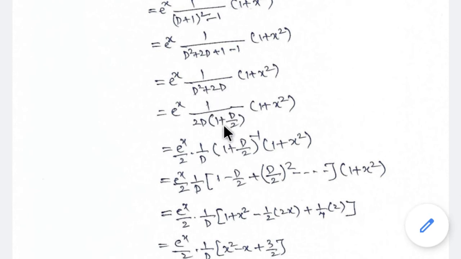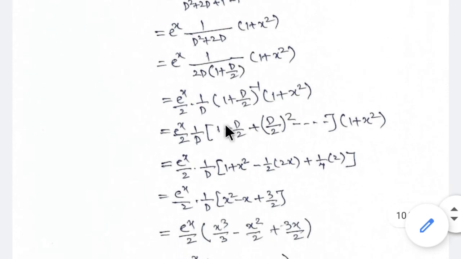So here, e raised to x, take out the lowest degree term outside, to bring it into the 1 plus x form or 1 minus x form. The lowest degree term is 2D, so take 2D outside. Then 1 remains, which can be written as 1 plus D by 2. So we have 1 plus D by 2 into (1 plus x squared). e raised to x divided by 2, and D you write in the denominator.